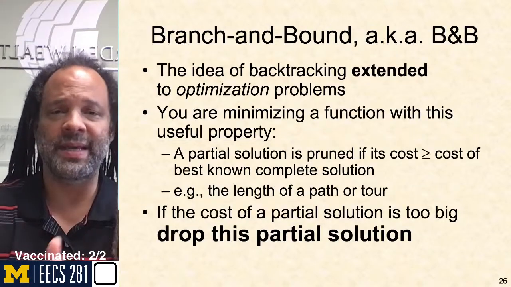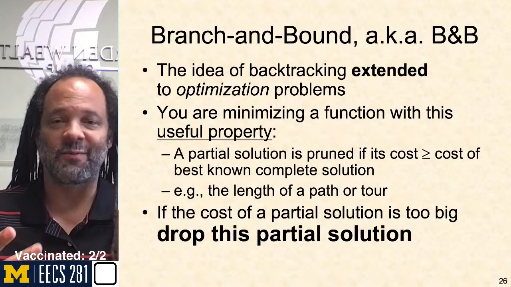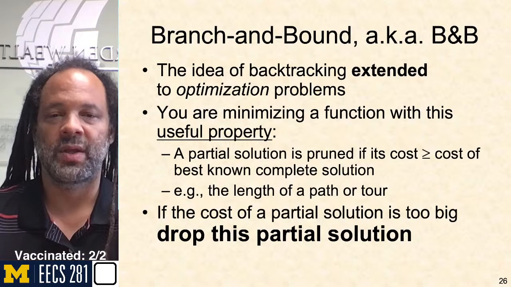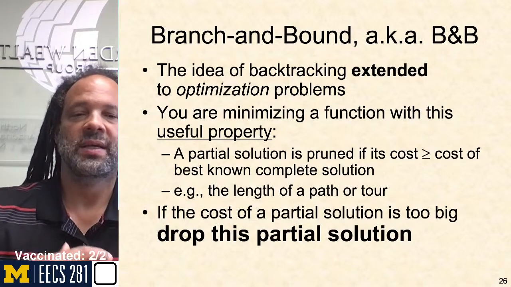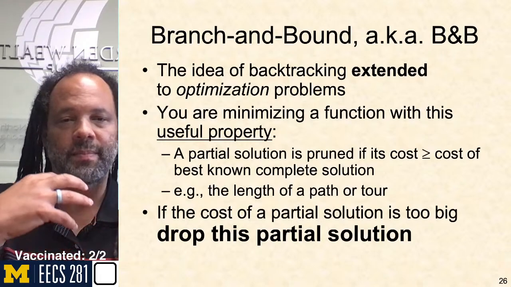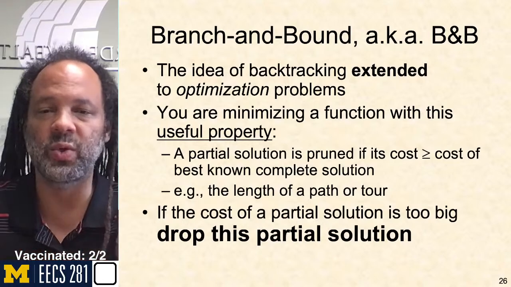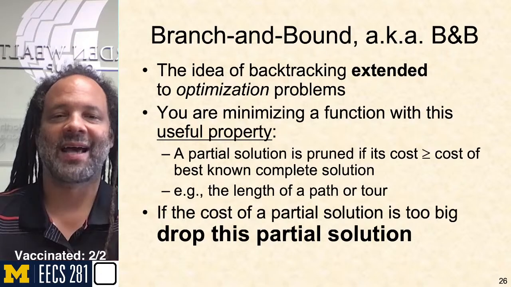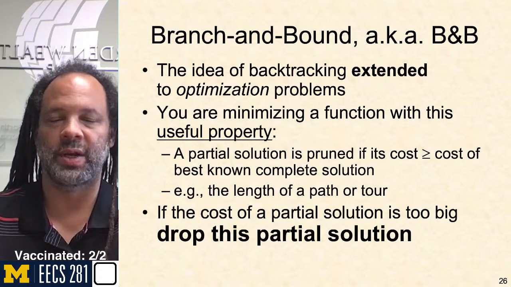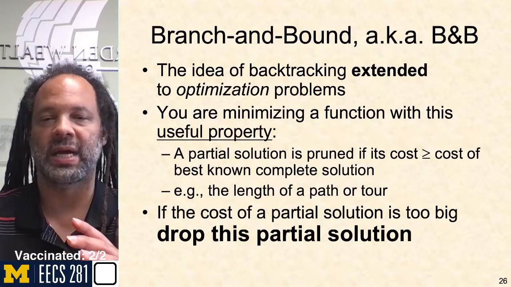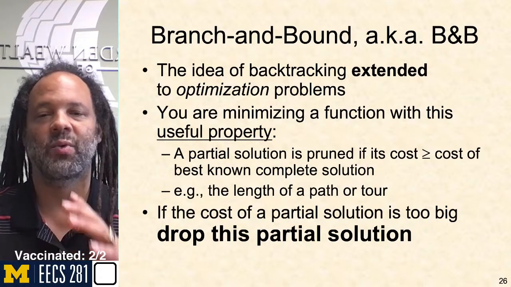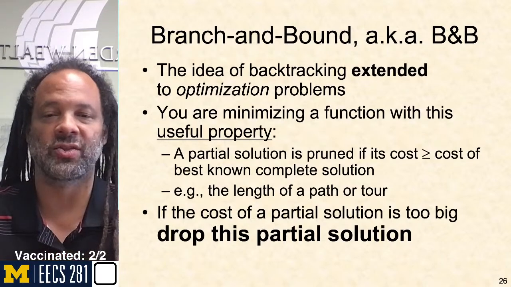We'll call branch and bound B and B. It's the idea of backtracking, really, because I mentioned it's in there, and we extend it to optimization. So we're trying to use this to minimize some function with a useful property. What this means is, as I've got some partial solution now, when we were concerned with backtracking, we were only concerned with making sure we could do this without violating any constraints.